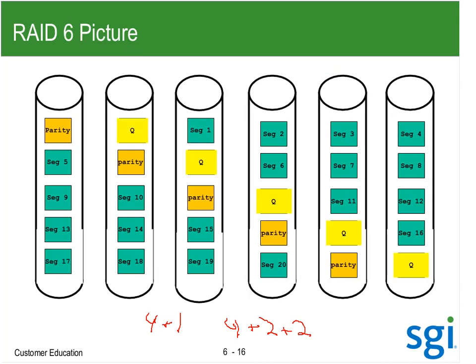And then here's a RAID 6, and they call that other thing a queue. But here we're spreading parity and a backup of the parity across 6 drives rather than 5.